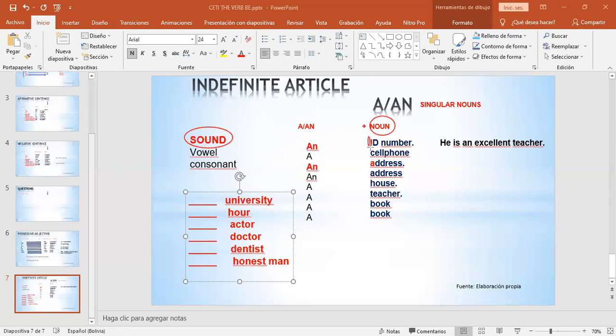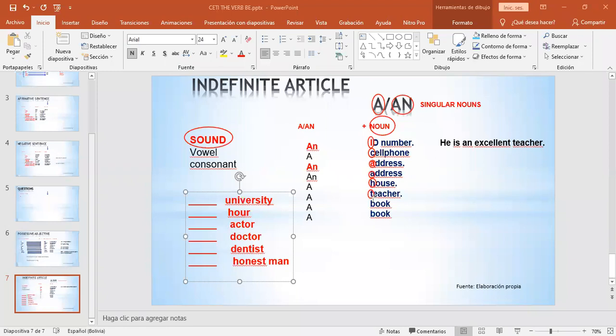So what is the sound of this letter? Is it vowel or consonant? If it is a vowel sound, you use an. If it is a consonant sound, you use a. And pay attention to the pronunciation. It's not "ay," it's "a." Because it's a word. It is not the alphabet letter. It's a, an. Okay?